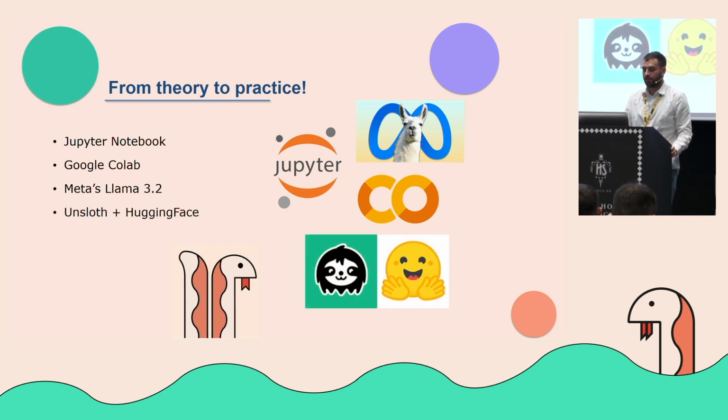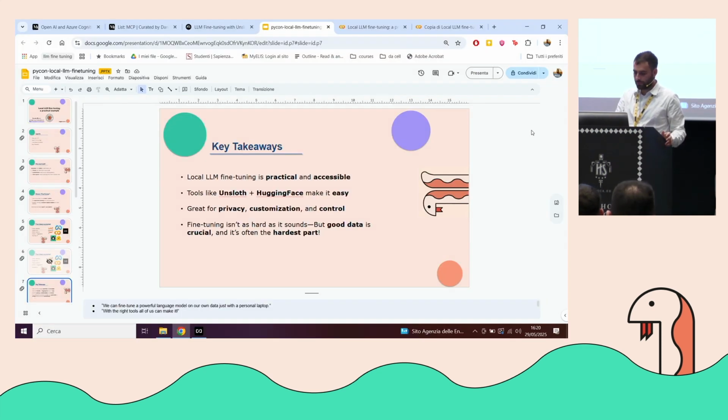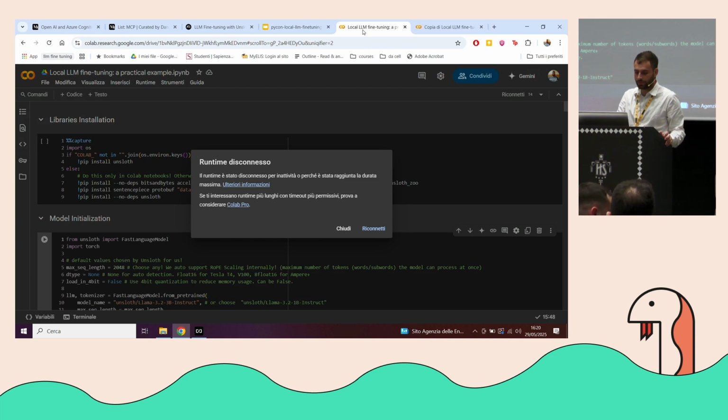We will also use Unsloth, a cool Python package that is really good for efficient fine-tuning, and it is well compatible with the huge ecosystem of Hugging Face. And finally, we will use this service known as Anything LLM. We will use it to connect our fine-tuned LLM model to a user interface. So now we move to our Jupyter Notebook.